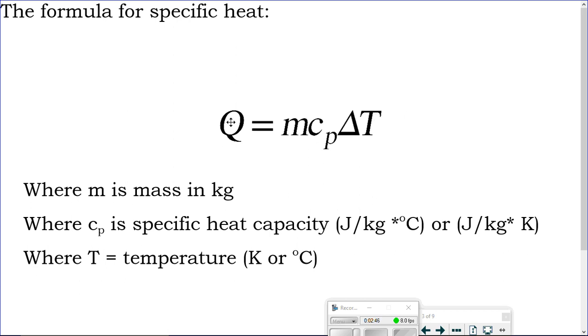So this is the formula that allows us to calculate how much heat is going to be given by a certain mass of a substance that's changed a certain number of degrees, knowing its specific heat capacity. I would pause the video at this point, write that down in your journal because you're going to use that later on.